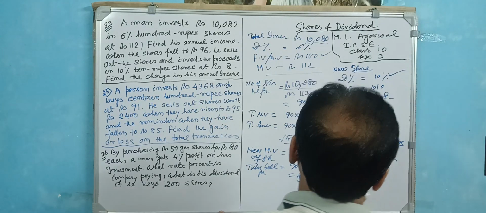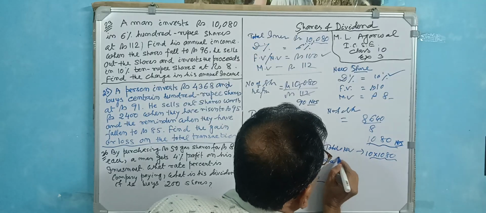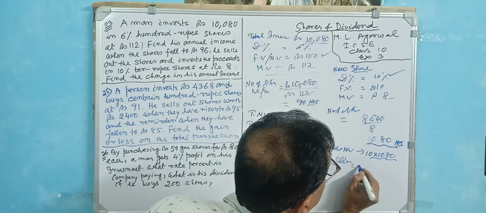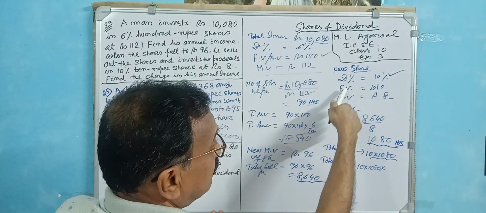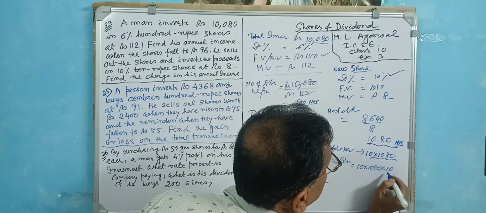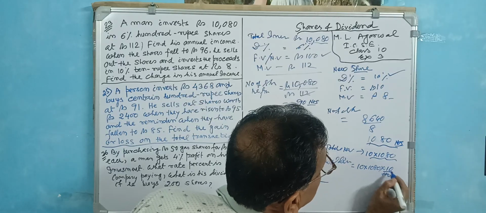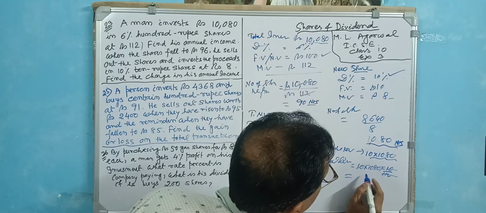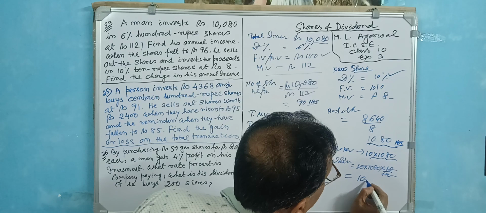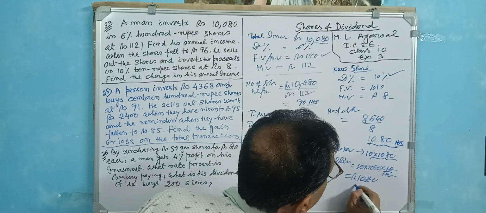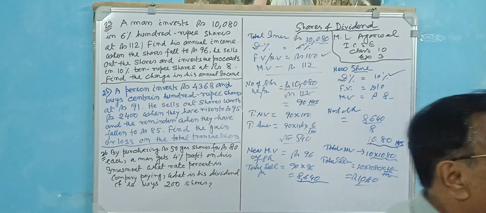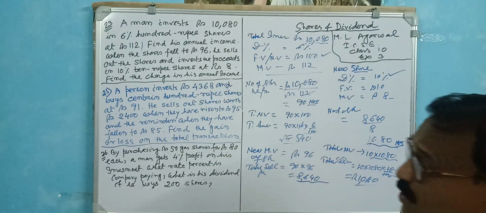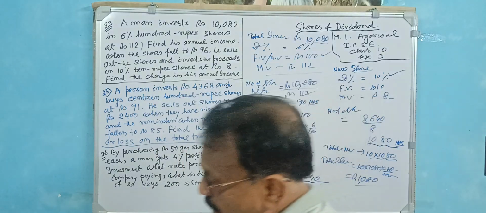What is the dividend rate? Total dividend is 10 into 1080 and the dividend is 10%. 10 by 100. So what is the actual income now? This is rupees 1080. That is the total dividend for the reinvestment of the money. Okay. Find the change in his annual income.